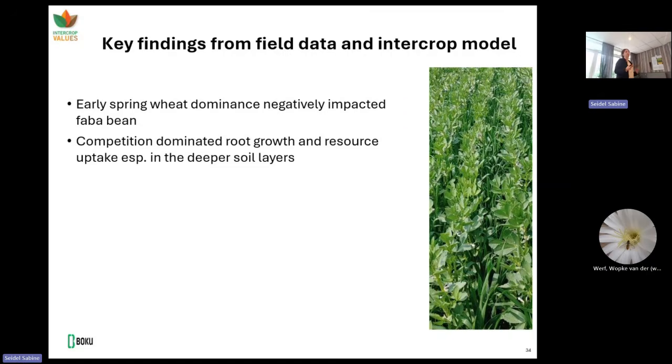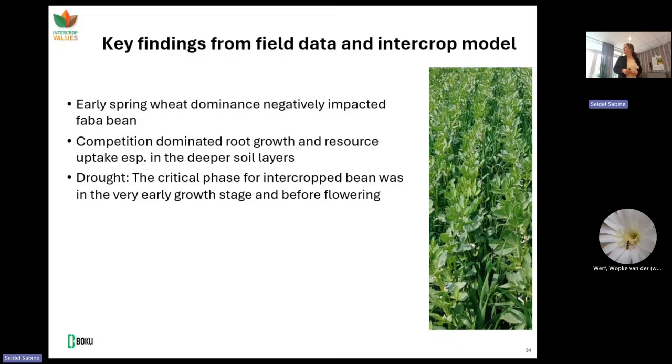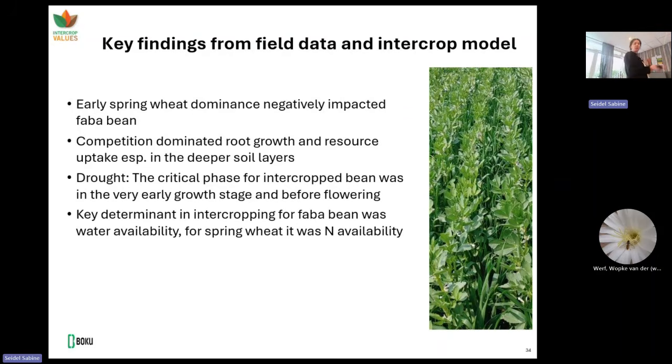It was not so much the case in the upper soil layers, but in the deeper soils, who reaches the water and the nutrients in the soil layer below 60, 90 centimeters. And then, maybe this is not so unexpected, the critical phase for the faba bean, especially in the intercrop, is the early growth stage, and especially the period before or around flowering. For the faba bean, the water was limited. This is key to determine.